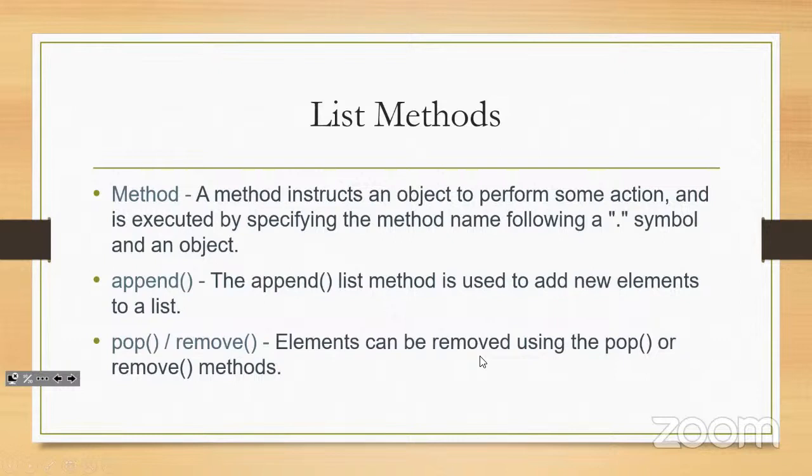Python usually calls them functions. Java usually calls them methods. But it's an instruction that an object can do. So the string I create has some functions or methods that it can call on itself or do to itself. Append for the list means I'm going to add one at the end. It appends it to the end. I can pop or remove one also.